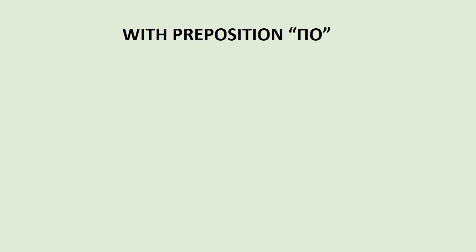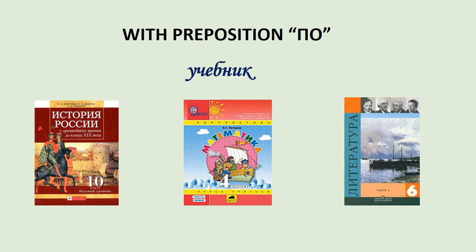Finally, a very specialized but also very important use of the dative case is with the preposition по, which describes the subject of something, such as a textbook, or учебник по истории, по математике, or по литературе.